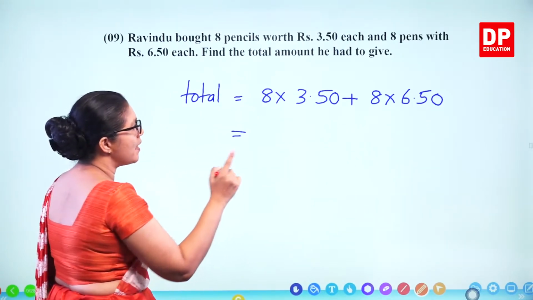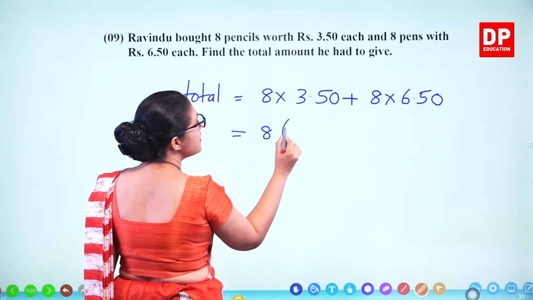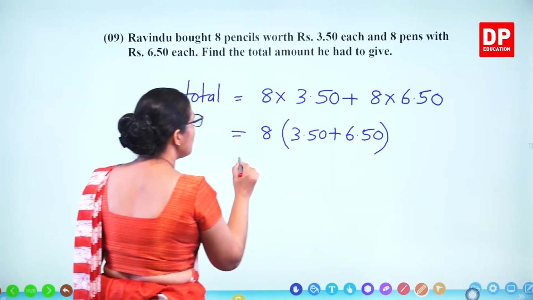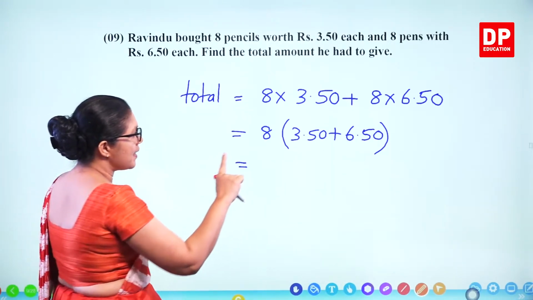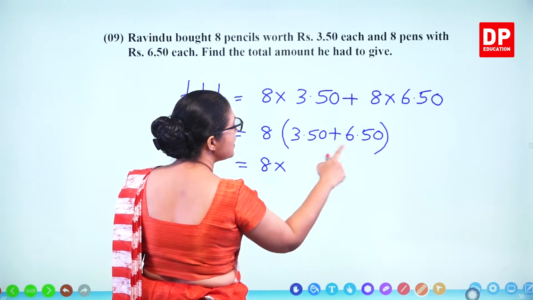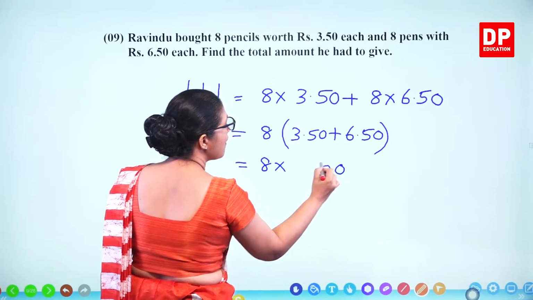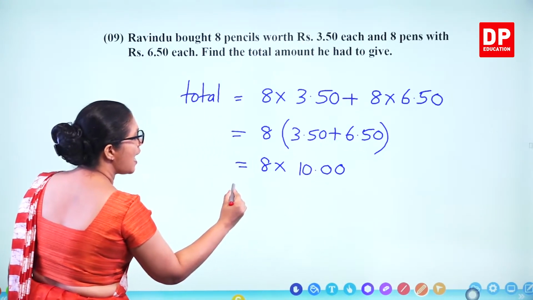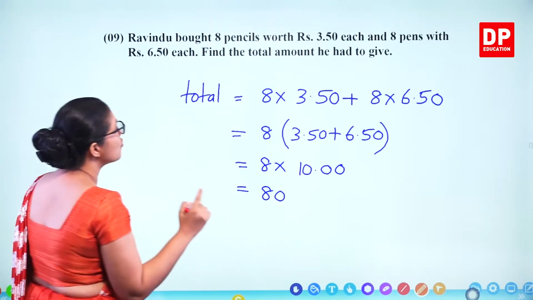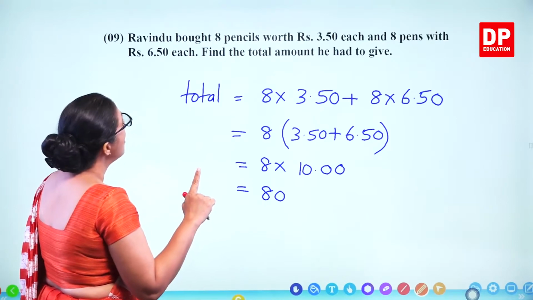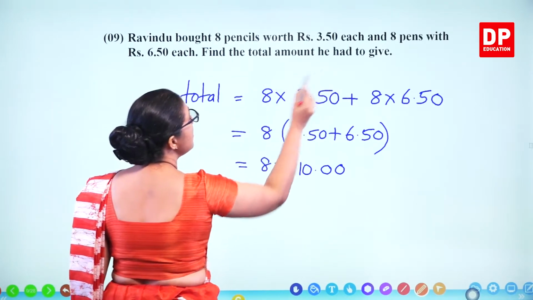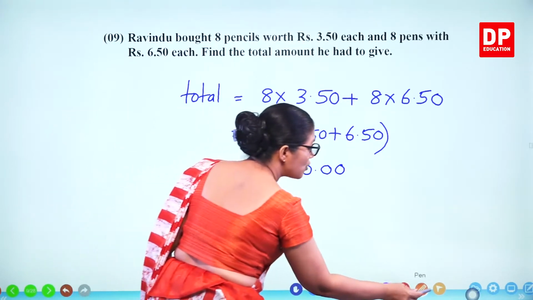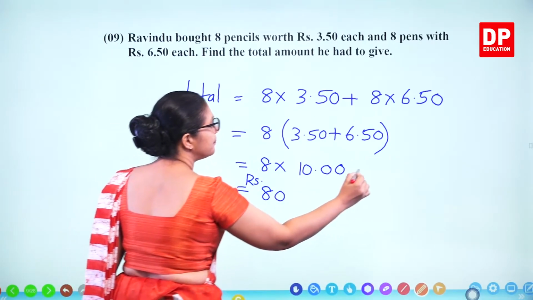Here 8 is common, you can take it out and write down 3.50 plus 6.50. We are using the factor method. 8 times, what's the addition here? 5 and 5, 10. And here 6 plus 3, 9 plus 1, 10. So 10 times 8, 80. So the sum of money for the whole thing is 80 rupees. So you get 2 marks for this.